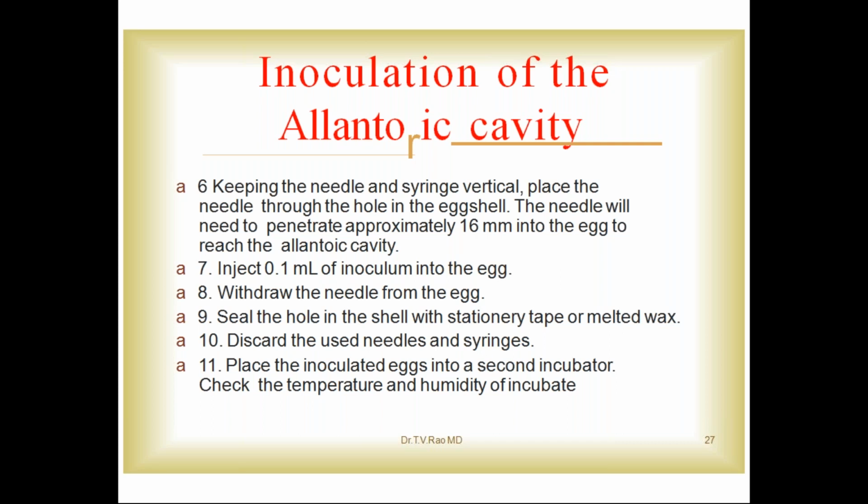Inject 0.1 ml of inoculum into the egg. Withdraw the needle from the egg. Seal the hole in the shell with stationary tape or melted wax. Discard the used needles and syringes. Place the inoculated eggs into a second incubator. Check the temperature and humidity of the incubator daily.